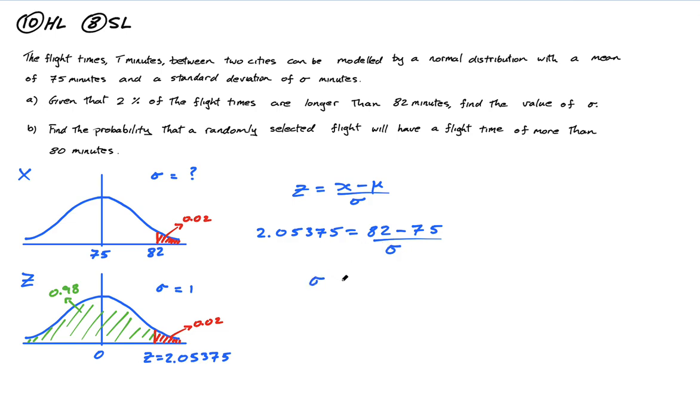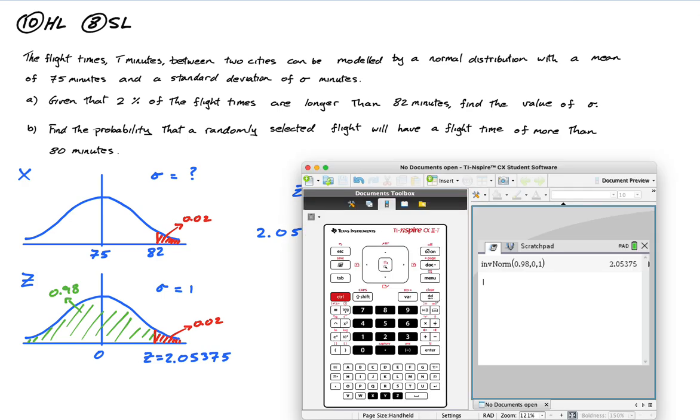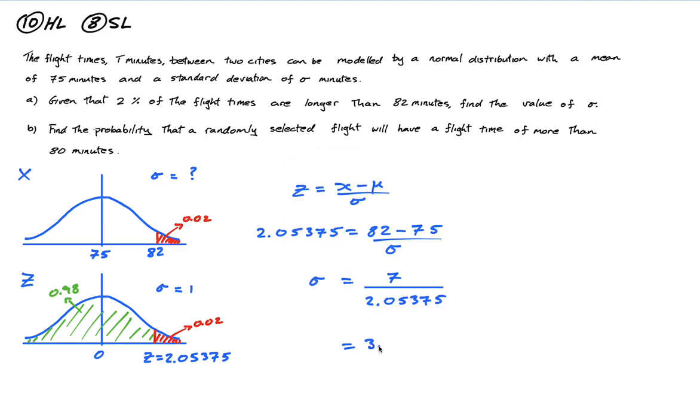I'm going to get sigma equals, hopefully you're okay with this step, guys, 82 minus 75, which is 7. I'm going to cross multiply, so it's sigma times this on the left, and then I divide by 2.05375. So 7 divided by 2.05375 gives 3.4084, which is approximately equal to 3.41. And that's my answer. That is the answer to part A.